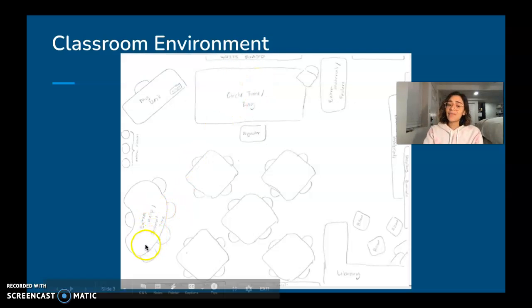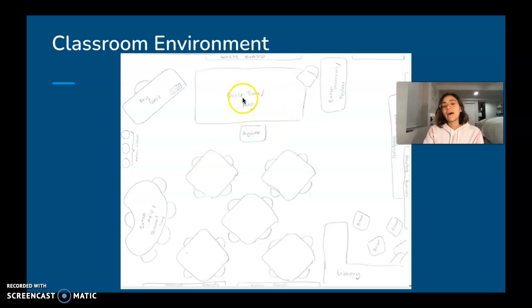On the left, I have an extra help personal table. This is where, if the class is working on an assignment and a student needs help, they would go to that table and sit down there. Or if I'm working with a smaller group on a certain subject, that's where I would have them sitting. Right here, I have the circle and rug, and this is where I would sit.